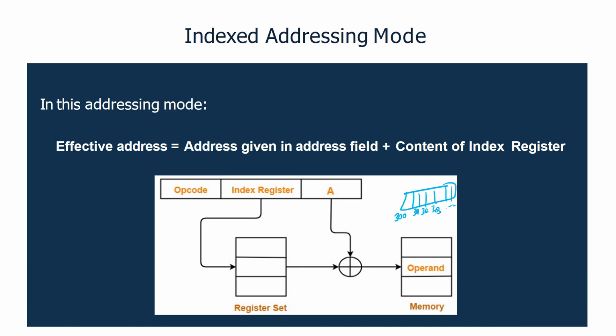The technique will be simple. I will keep the initial address as A, which is 300, and I will give the index register the value of the location I want to handle. So I want to handle 303, so the index has to be 3, because this is index 0, this is index 1, and 303 is index 3. So index register value will be 3, A will be 300, and the final value will be calculated as 303 and the value will be fetched from location 303.